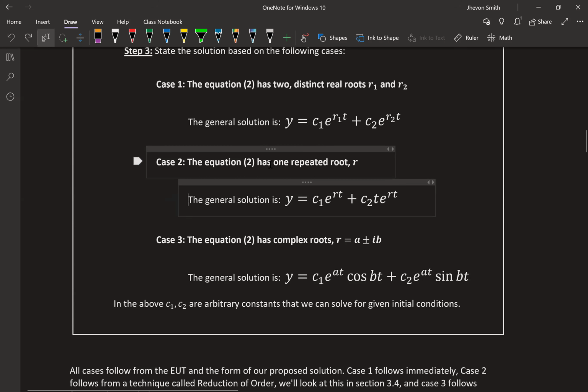When we had a repeated root, you might have been tempted to just say, oh, it's just one answer, so it's C1 e to the RT, but this would actually be incorrect. You would actually have missed a part of the solution.